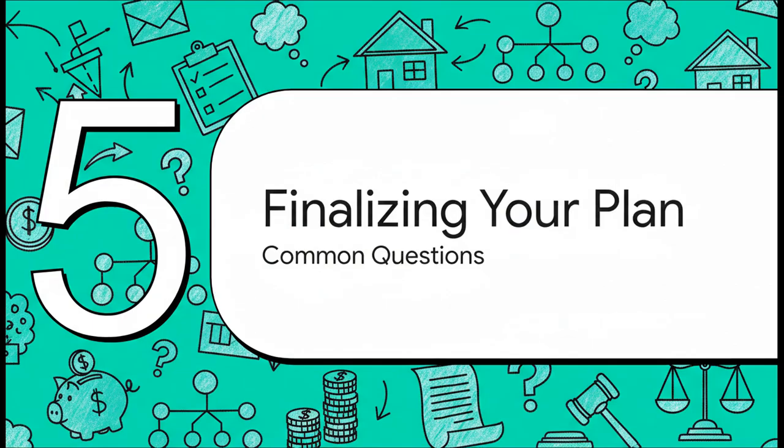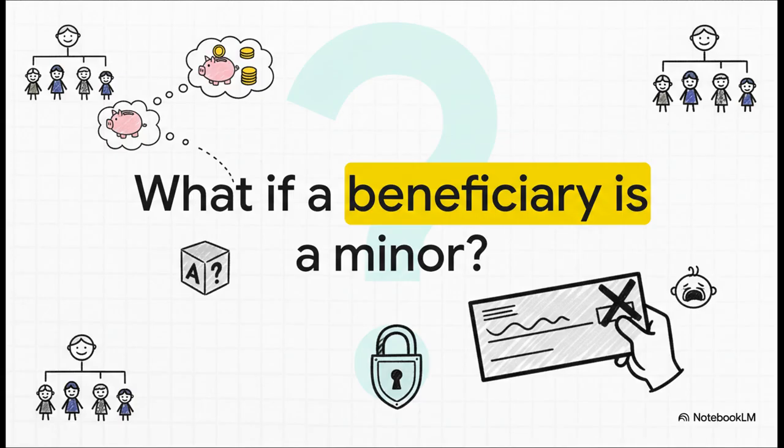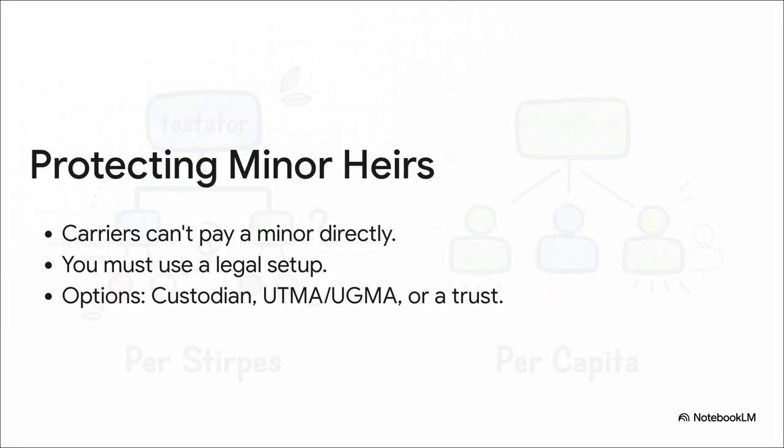Okay, so now that we really get the difference, let's tackle a few of the really common questions that always come up when you're trying to finalize your plan. This is a huge one, especially when you're thinking about per stirpes. What happens if your grandkids are all set to inherit, but they're still underage? Well, insurance companies legally cannot just hand over large sums of money directly to a minor. So to solve this, you really need to plan ahead. You can name a trusted adult as a custodian, you could set up a special account like a UTMA or UGMA, or you could create a trust to manage the funds until they're old enough.